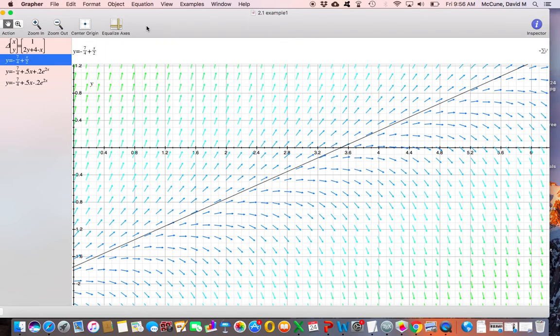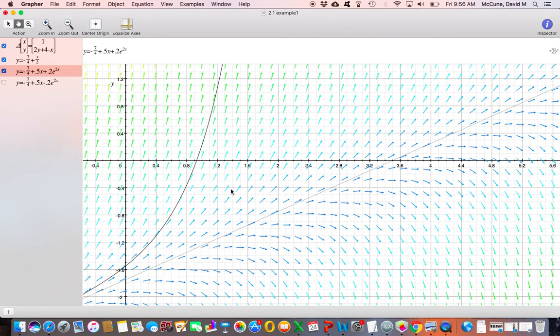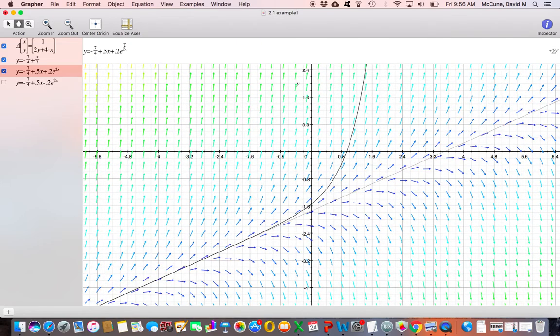Here's a solution when c is positive. It goes up like that. A little hard to see, but there it goes, right? Up and up and up. Zoom out. When c is negative, you get a solution like this. So it's a negative exponential dying down.